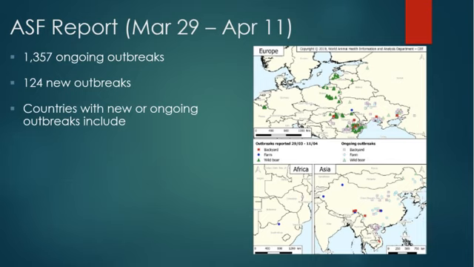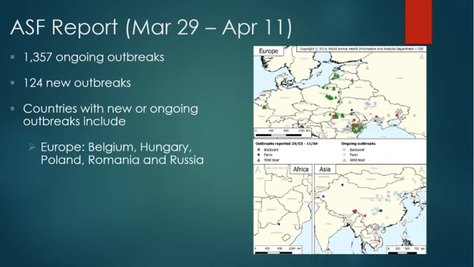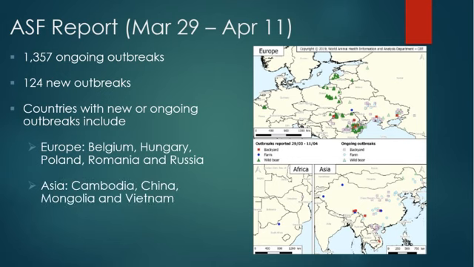Countries with new and ongoing outbreaks include some countries in Europe, which include Belgium, Hungary, Poland, Romania, and Russia. Asia, which includes Cambodia, China, Mongolia, and Vietnam. And Africa, so South Africa and Zimbabwe, where the virus originated.